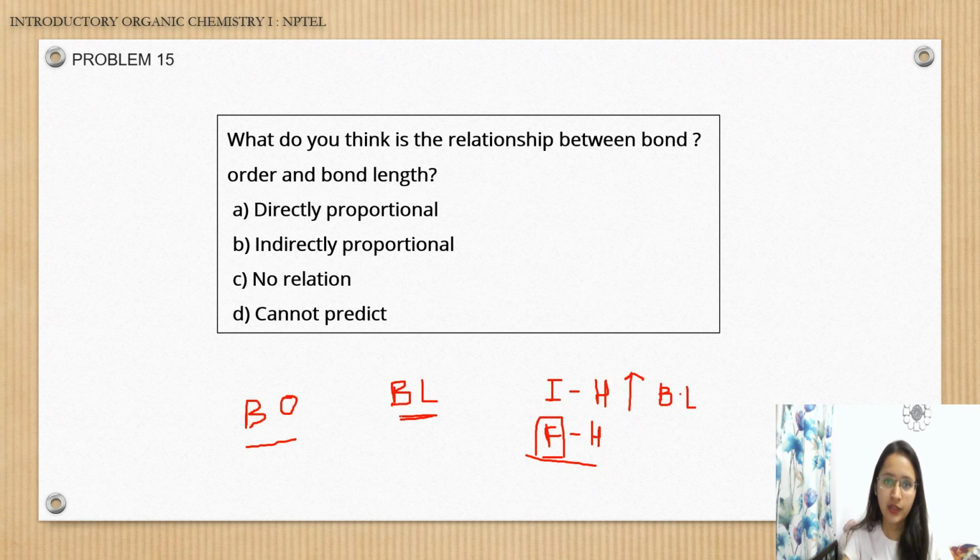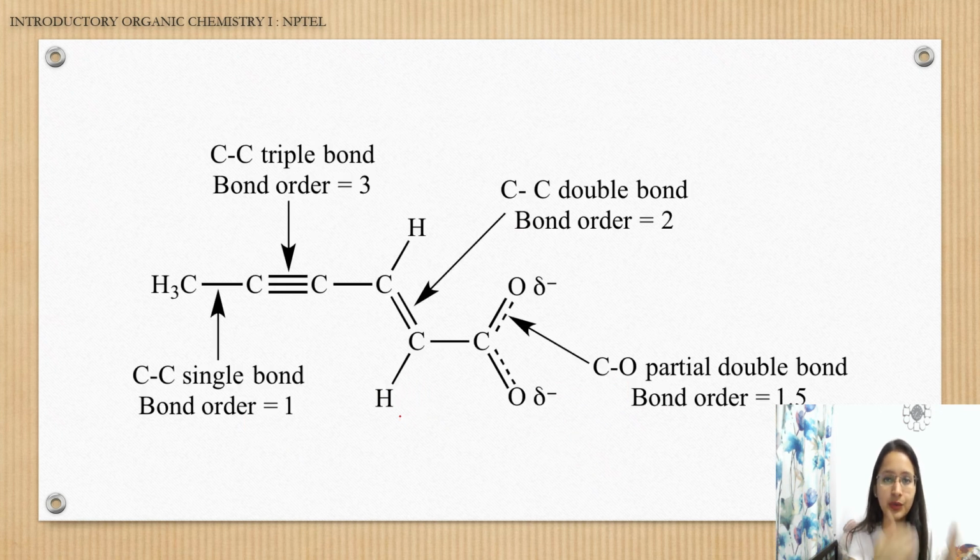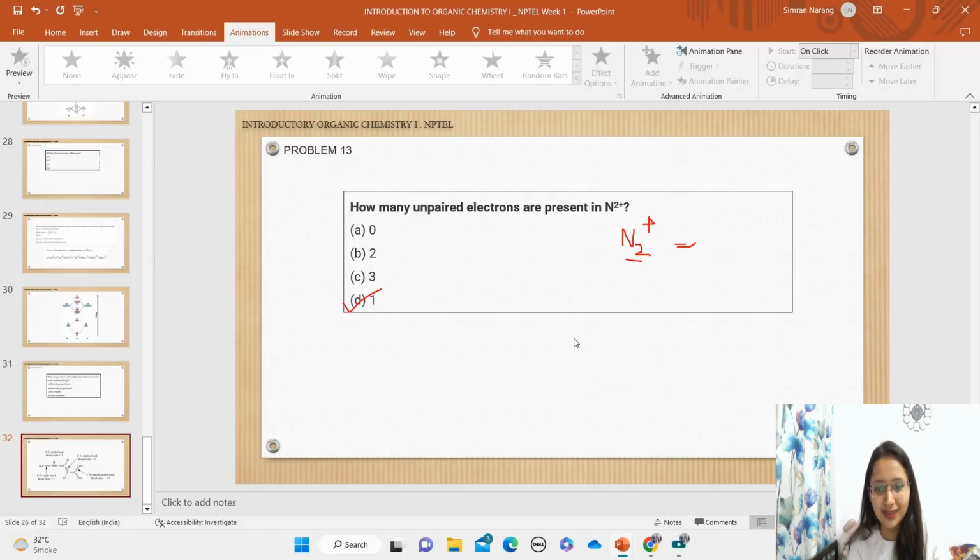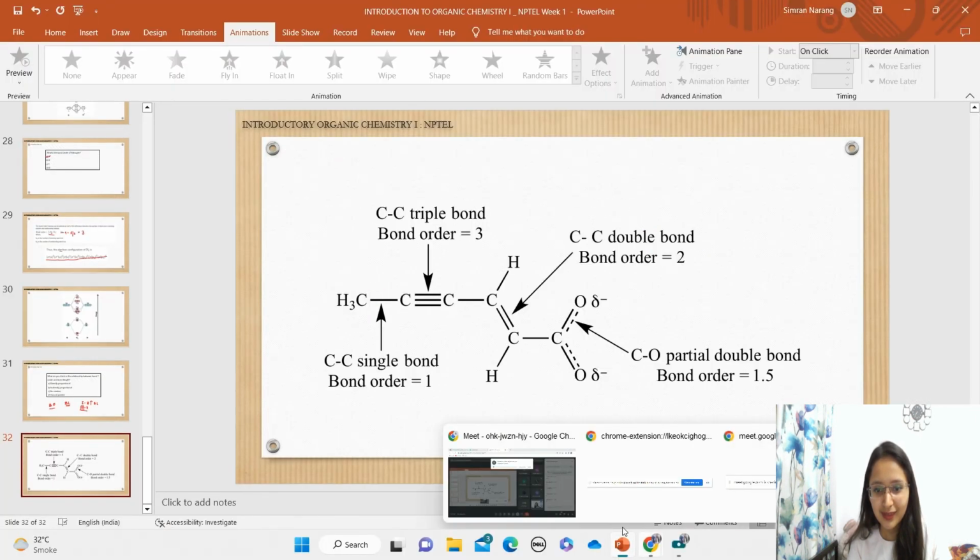Now just tell me what could be the possible relationship between this bond order and bond length. You can also state according to this. See, yeah, inversely proportional. How?